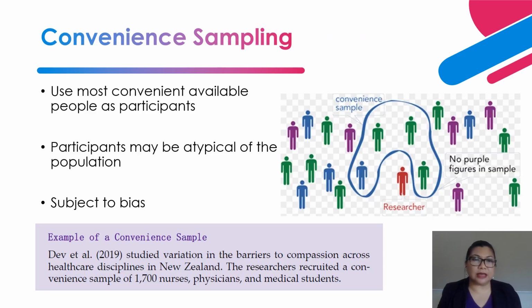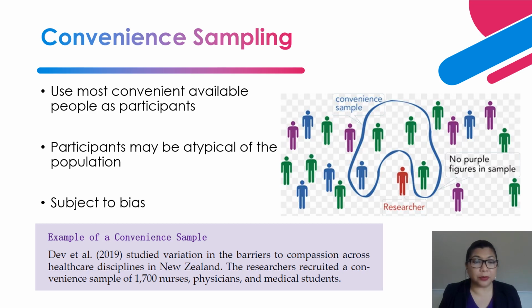So, convenience sampling. Just like the term, convenience, this is used for those people who are available as participants. So participants may be atypical of the population. For example, you want to do a survey, so you just stand outside a store and give out the survey form. Whoever is closest to you or whoever is the accessible population, you just give the survey. It's very convenient for you. It's very practical, however, it is subject to bias.